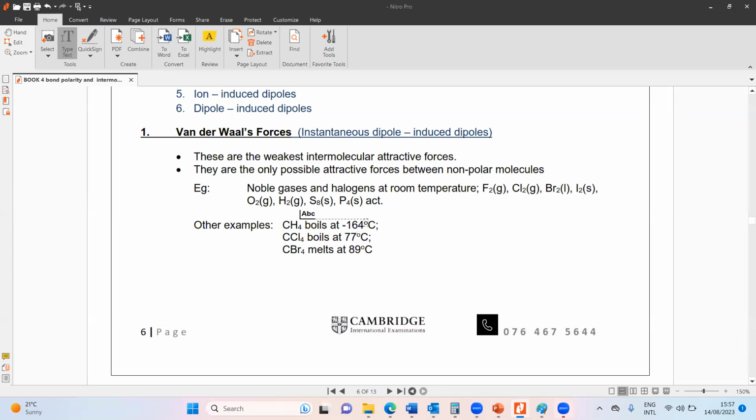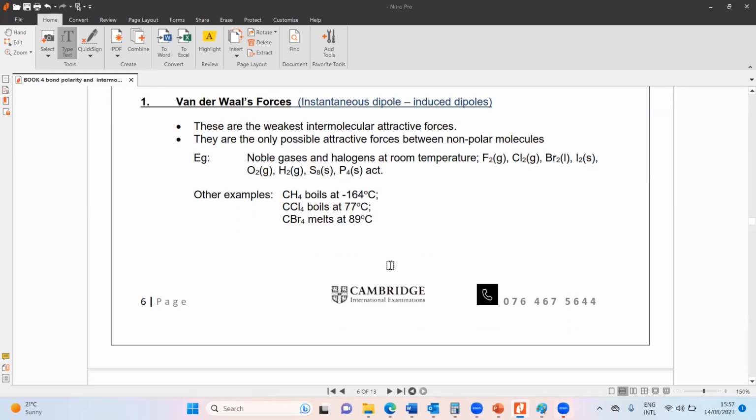Some examples are CH4, CCl4, CBr4. Here, the boiling temperature is given. CH4 boils at negative 164. CCl4 boils at 77 degrees Celsius. CBr4 melts at 89. Why do they melt and boil at low temperatures? Because their van der Waals forces are very weak.